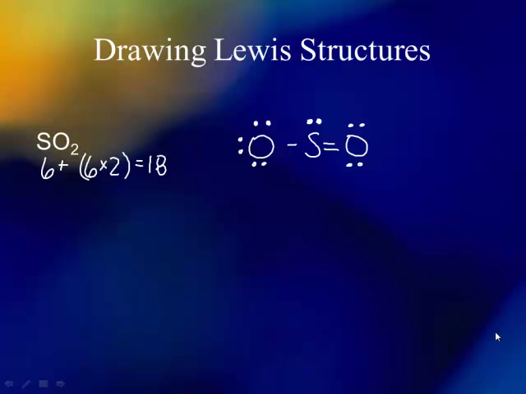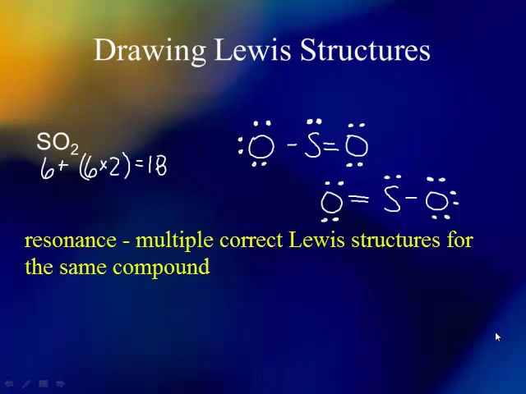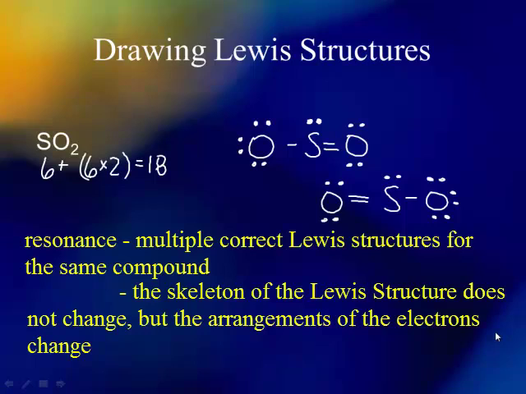Is there any reason we could not have selected the other oxygen? Is there anything wrong with that Lewis structure? There definitely is not anything wrong with that Lewis structure. In fact, both Lewis structures are equally valid. Often scientists will draw both. This is the idea of resonance. Multiple correct Lewis structures for the same compound.